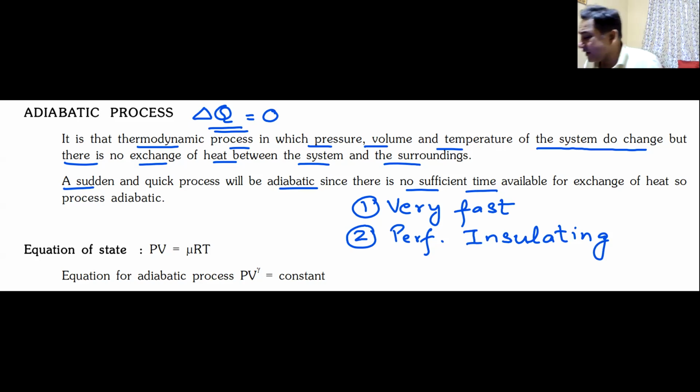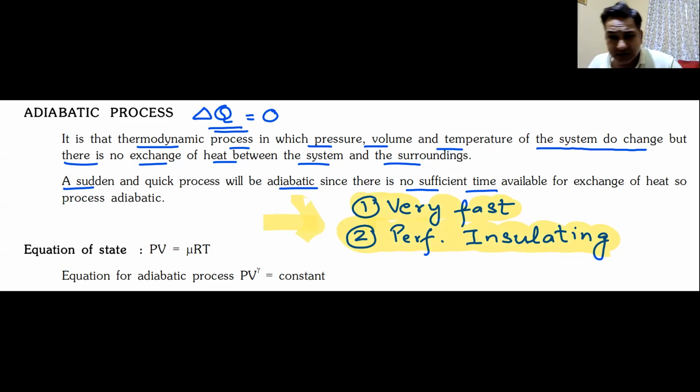Now, if you look at these two conditions, that the process must be very fast and the process must take place in a perfectly insulating body, this should remind you of something that we had done in yesterday's class. In yesterday's class also, in one of the processes, we had seen two conditions should be met so that the process can happen. Can you recollect which process was that? There were two conditions given for that process to happen. Can you recollect? That process was isothermal process. Do we remember this?